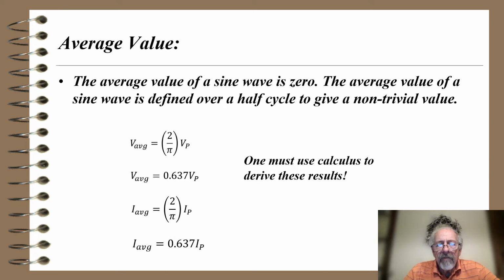Average value. The average value of a sine wave is 0. It's equally positive as negative, so if you calculate it, it would be 0, which doesn't tell you much of anything. So the average value of a sine wave is defined over a half cycle to give a non-trivial value. You have to use calculus to derive these results, but let's just say that voltage average is equal to 2 divided by pi times voltage peak, or 2 over pi works out to be 0.637 times voltage peak.